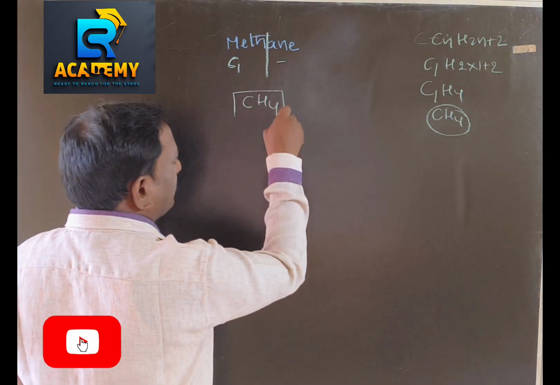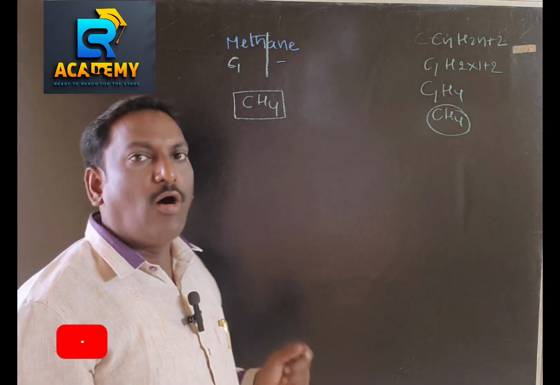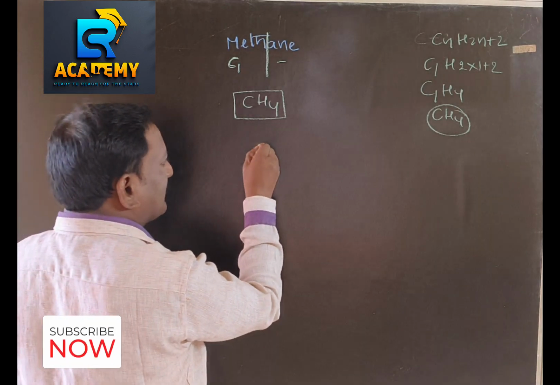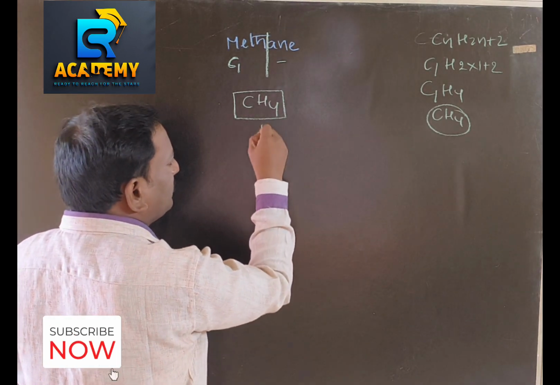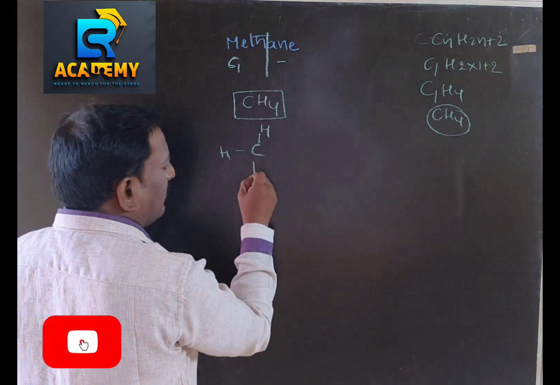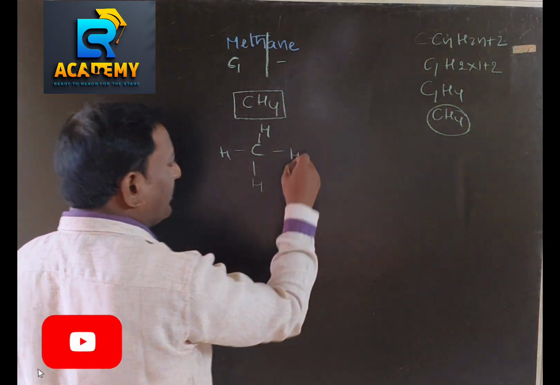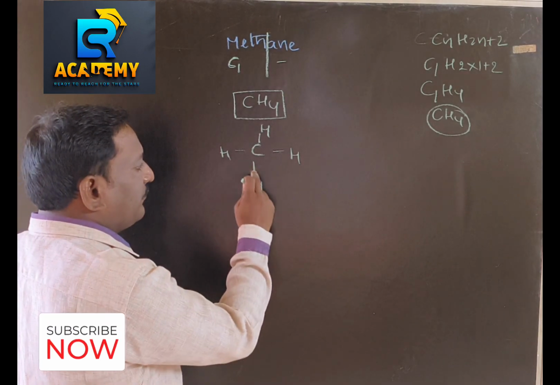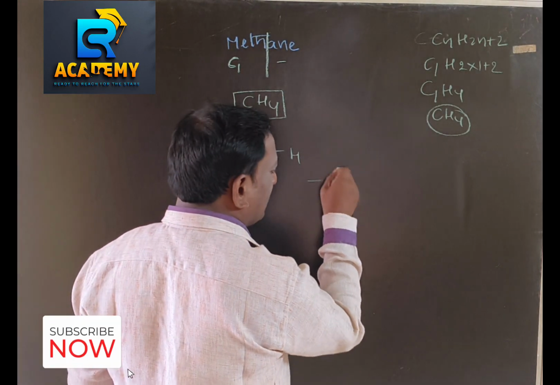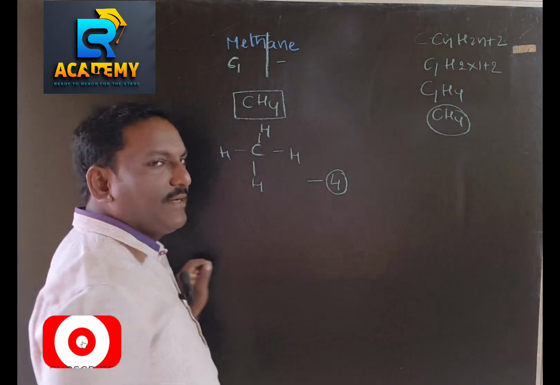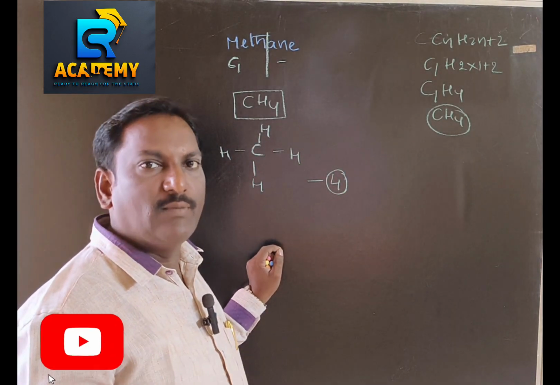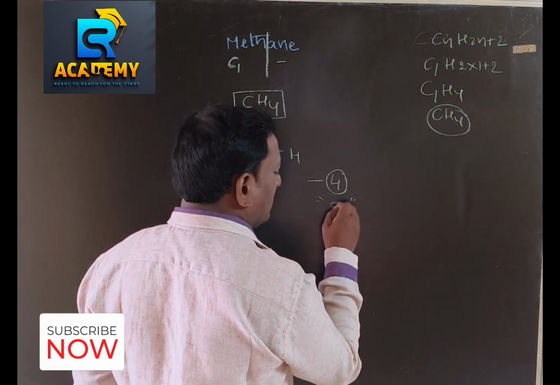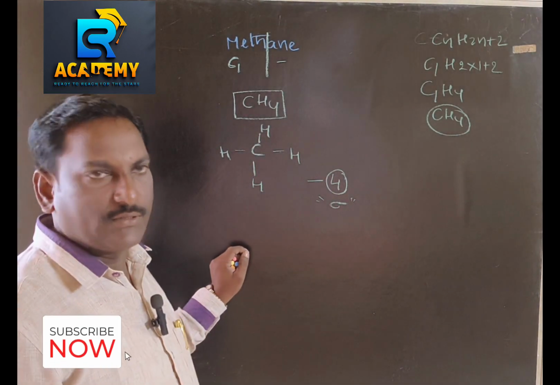Right. Next one, question number 2. How many covalent bonds are there in methane? So we need to draw the detailed structure. Carbon forms 4 bonds with 4 hydrogens. This is the detailed structure of methane. 1, 2, 3, 4. A total of 4 covalent bonds are there. All covalent bonds are sigma bonds only. Single bonds are nothing but sigma bonds. 4 sigma bonds, no pi bonds.